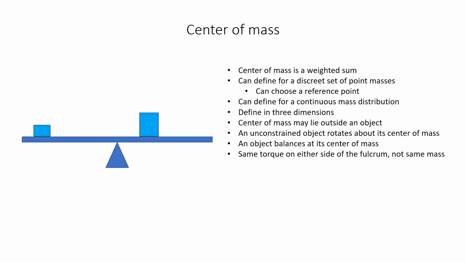An object or a system balances at its center of mass. Here we have a fulcrum with two masses on either side. The right mass is more massive than the block on the left, and so we can see that that block is closer in toward the center. What we have here is the torque is the same on either side of the fulcrum, not the mass. We'll work a problem like this a little bit later.